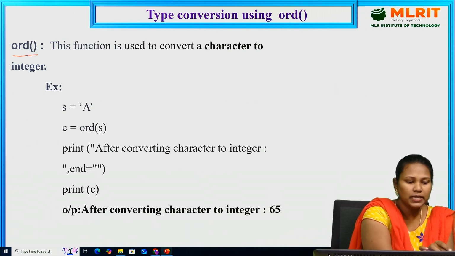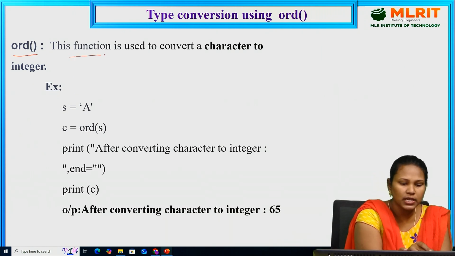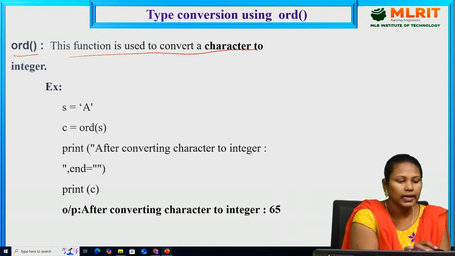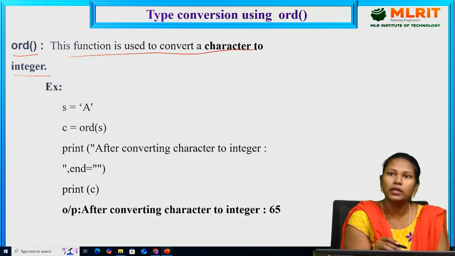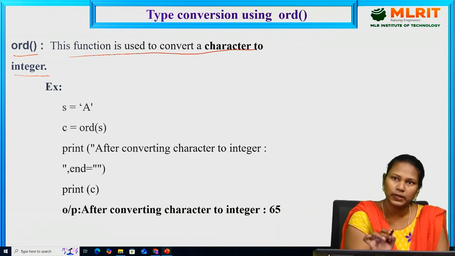The next one is the ord function. It is a built-in function. This function is used to convert a character to an integer. If you give the character, it converts into an integer. It is also one conversion. Whenever you give a character, it gives the integer.